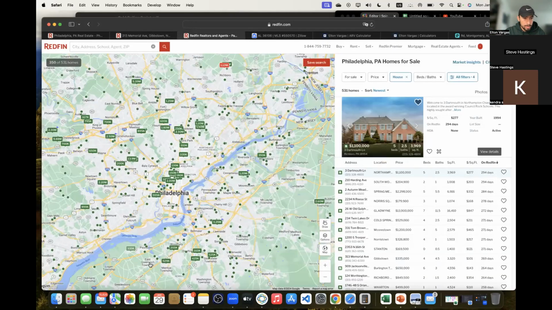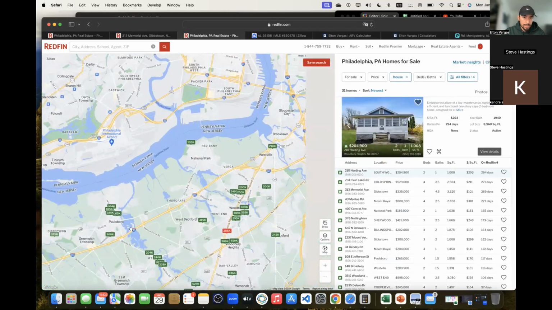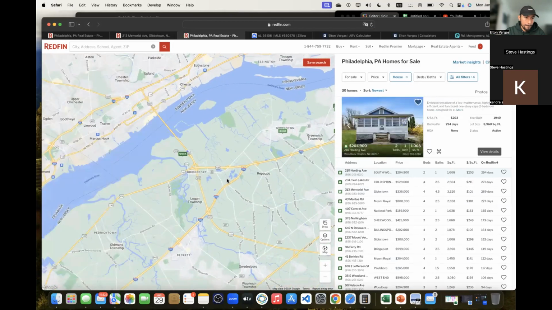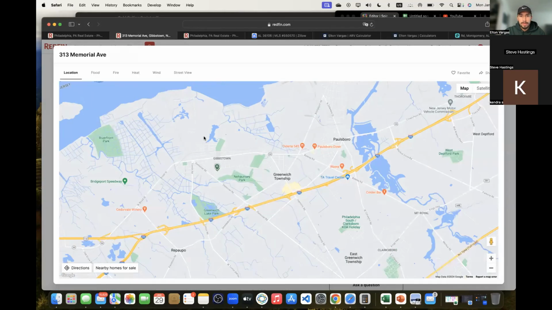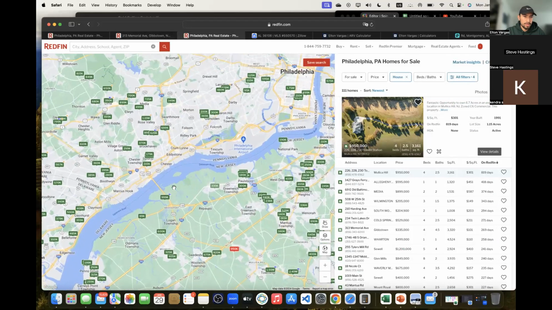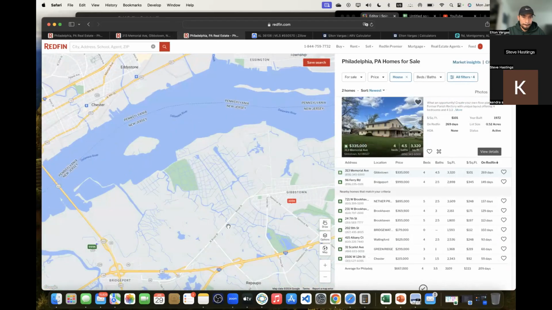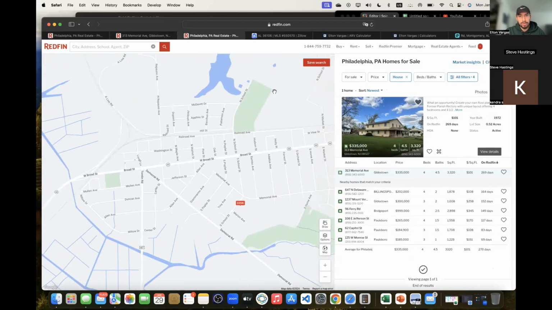And then I'm looking into Gibbstown. Looks like Gibbstown is somewhere over here. Where is Gibbstown? And this is what sucks about Redfin sometimes. Philly. Okay, close to the other bridge. All right, so our subject property is going to be right over here, that 335.